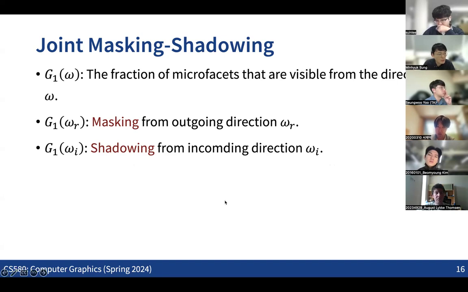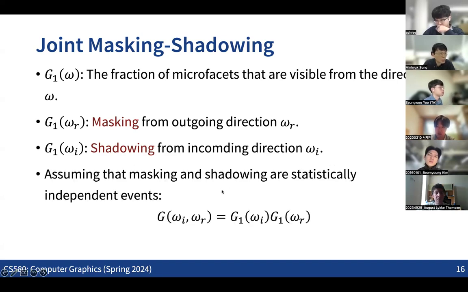So what we are basically going to do is define the joint masking and shadowing term, which assumes that masking and shadowing are statistically independent events. Now we can simply multiply these two, which incorporates the masking effect from the outgoing direction and also the shadowing effect from the incoming direction as well.